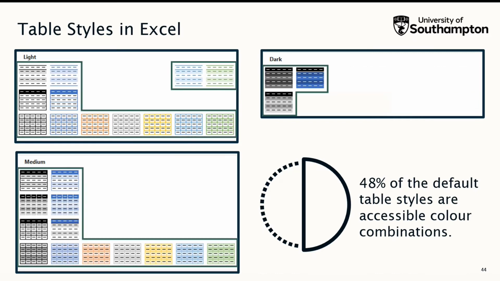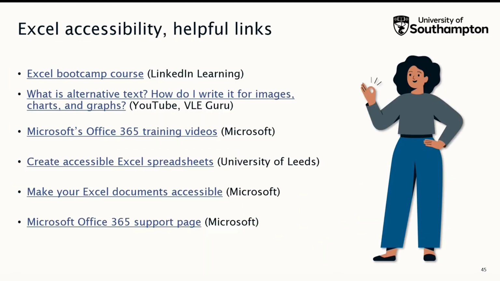To do this, I had a quick look at the color combinations between the text and the header row, and then the text and the table body. It works out that just shy of half of the table styles are accessible. But a good rule of thumb is to use dark colours and light backgrounds, or vice versa.